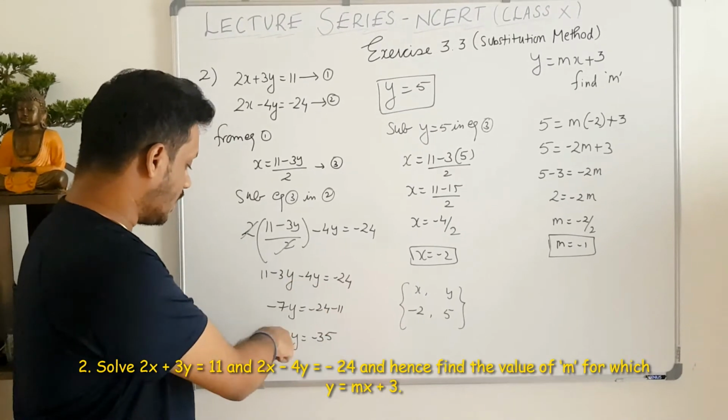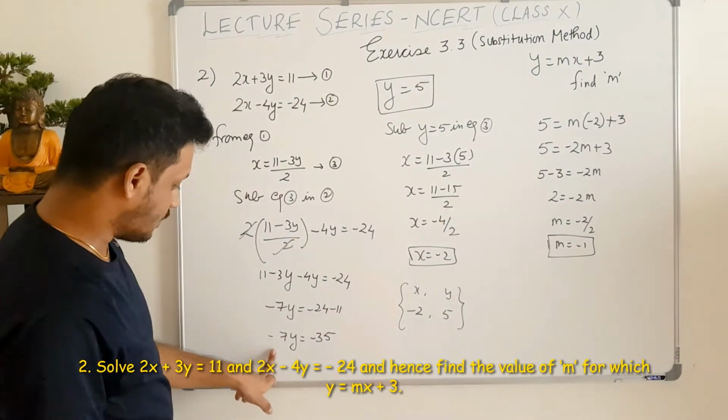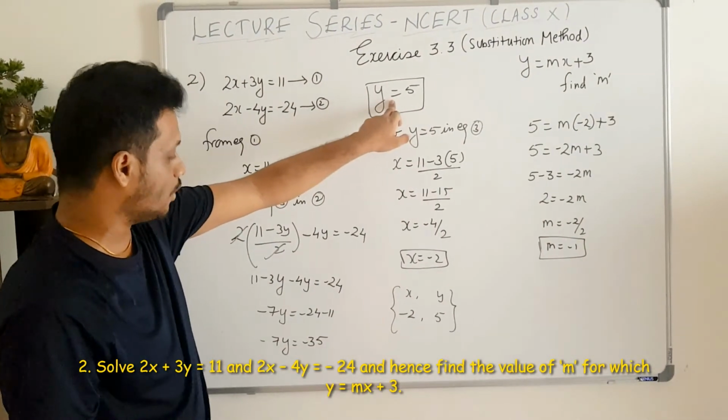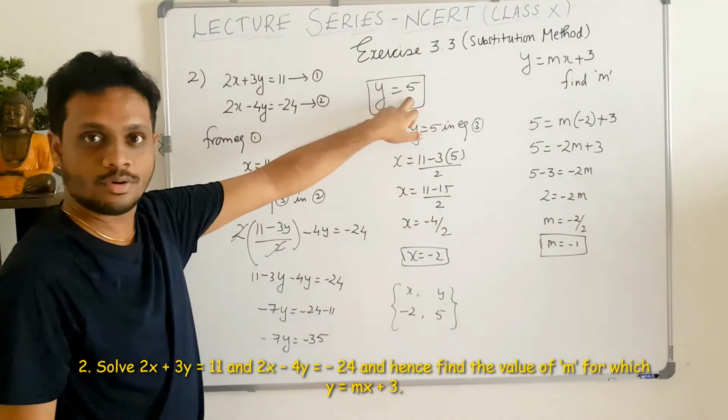So when I simplify and take the like terms to one side, I get minus 7y is equal to minus 35. Minus minus would cancel. I will get y is equal to 35 by 7, which is y is equal to 5.